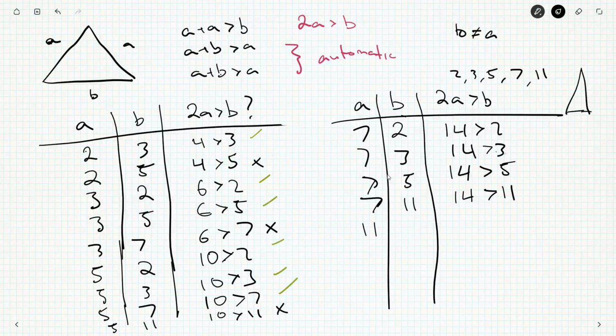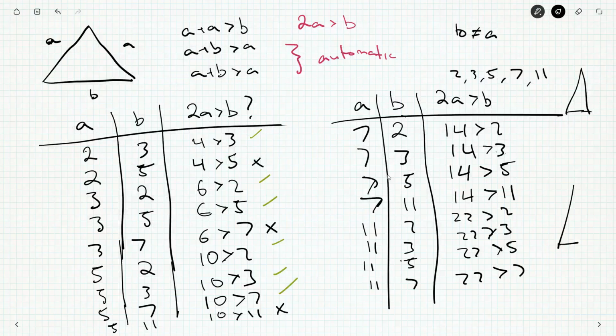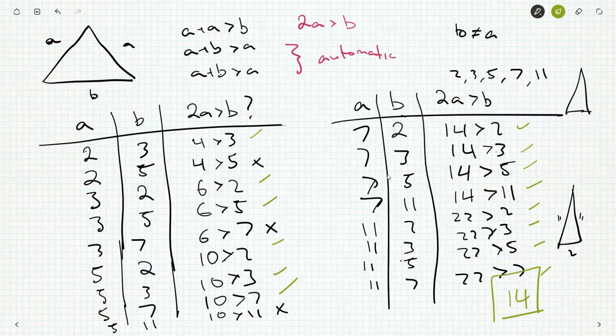But we haven't exhausted all possible A's yet. How about 11 and 2, 11 and 3, 11 and 5, 11 and 7? All of these are going to work because they all satisfy the condition we need. 22 is bigger than 7, 22 is bigger than 5, 22 bigger than 3, 22 bigger than 2. That's going to be an extremely narrow-looking one, 11, 11, and 2. But it still works. So we get 1, 2, 3, 4, 5, 6, 7, 8, 9, 10, 11, 12, 13, 14. So 14 possible triangles should be our final answer.